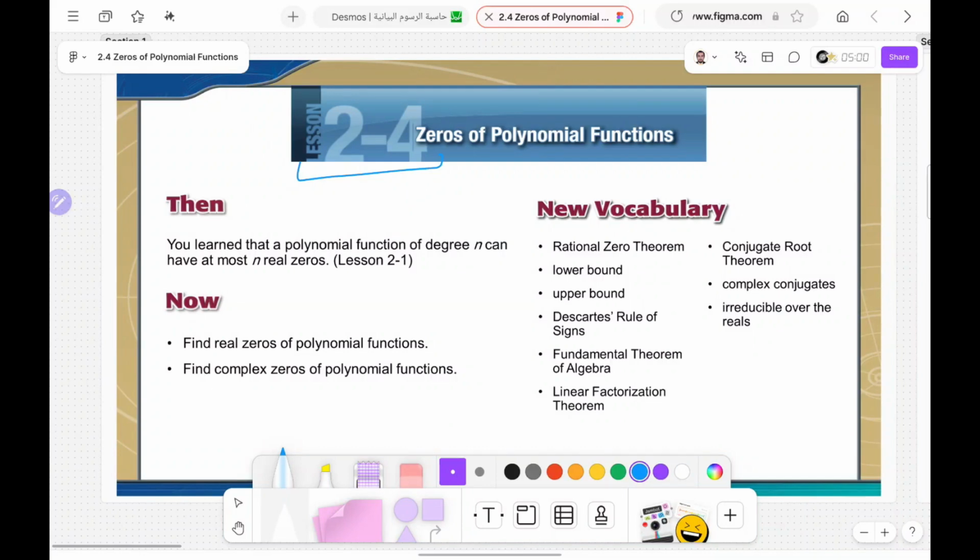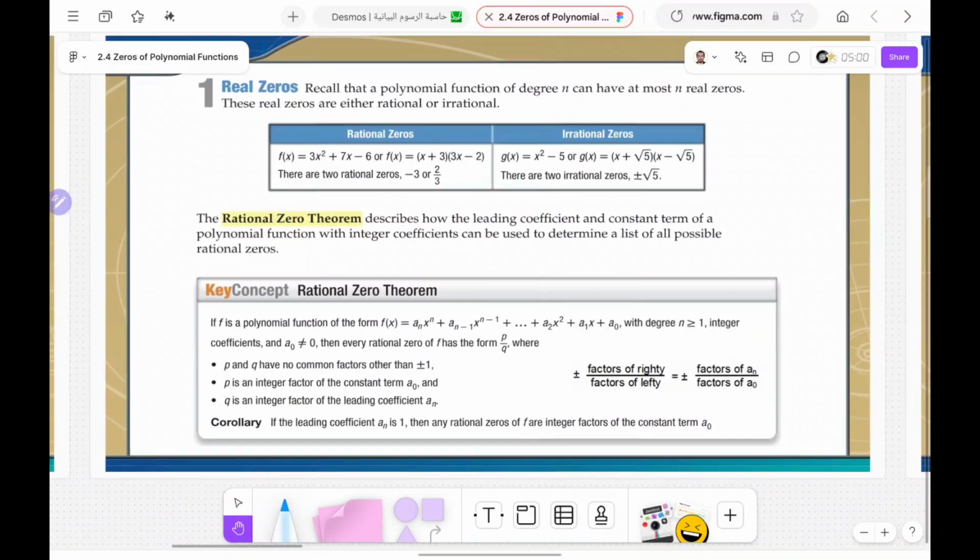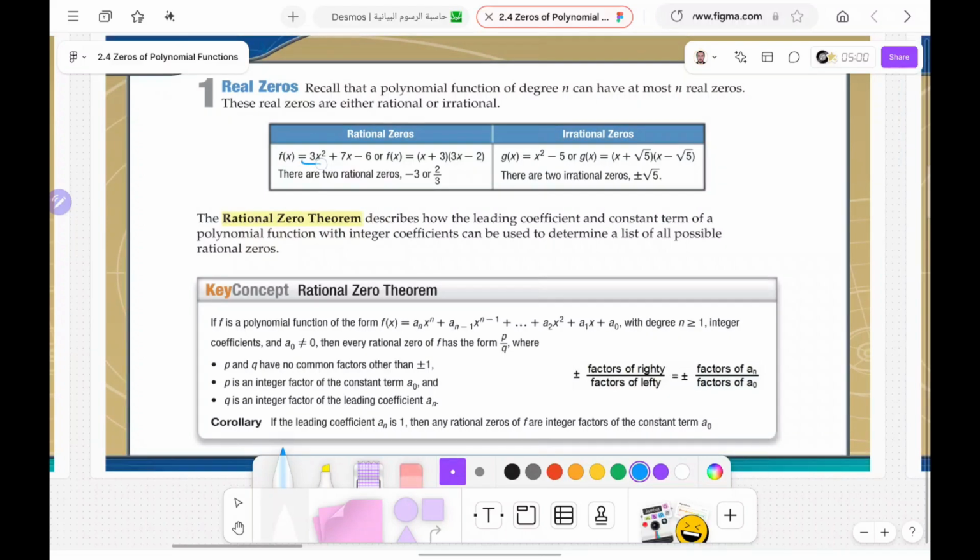Okay, so what we are going to do here is find the real zeros of polynomial functions, and also find complex zeros of polynomials. Now let's start with the real zeros. We know that after we factor the polynomial and get these factors, those are my zeros for the function. Same thing if I factor this one, the zeros are these. So when I get a whole number or a fraction like this, we call this a rational zero. But when I get a square root, positive or negative, we call this one irrational zeros.